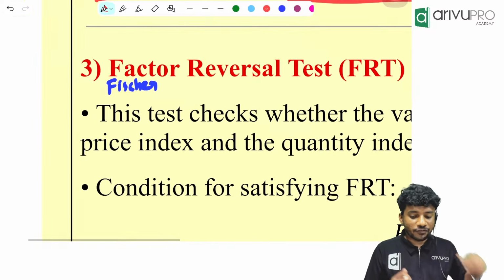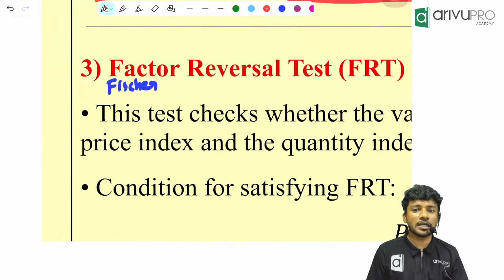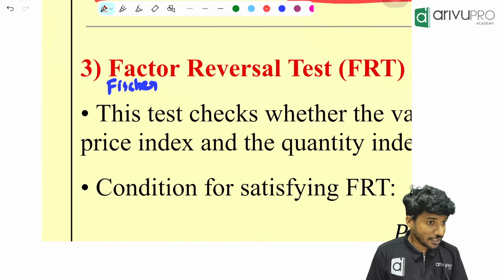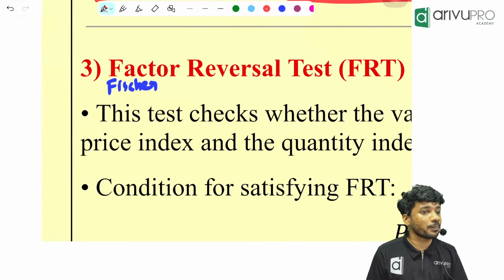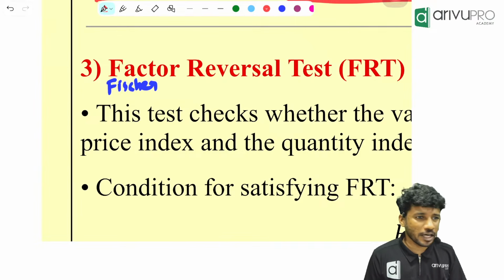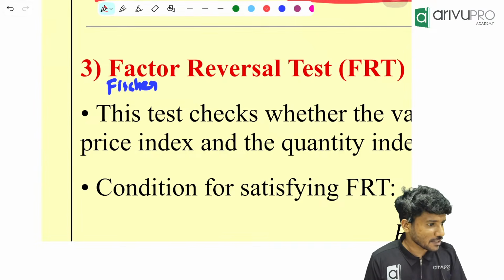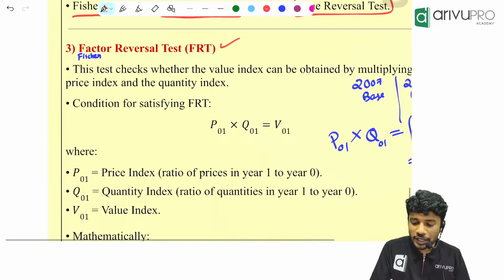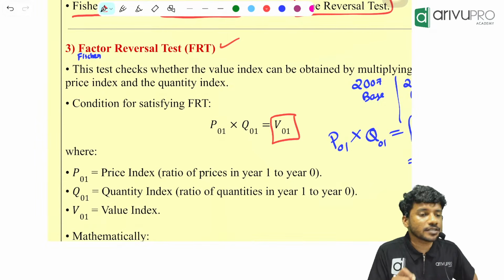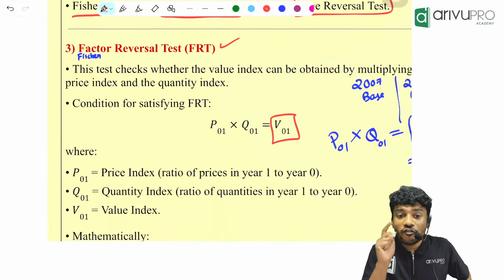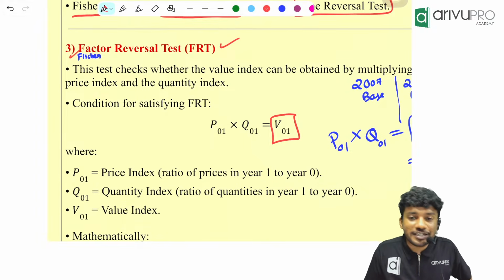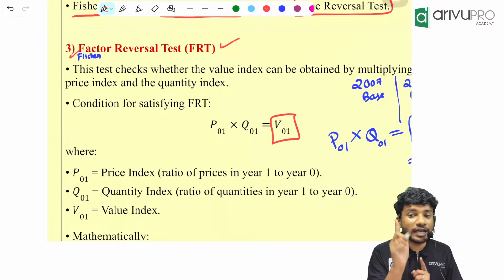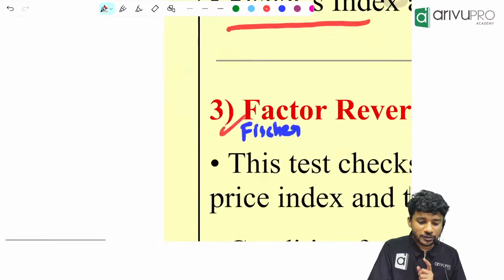Okay. So factor reversal test is what, people? That is FRT. Now, what is the condition for factor reversal satisfaction? That means, price index number, we should multiply it with what? Quantity index number, and we should get what? A value index number. That is the condition for what, people? Factor reversal test. Then, who satisfies factor reversal test? Fisher. Only Fisher.